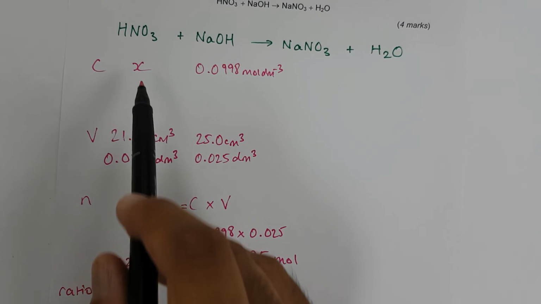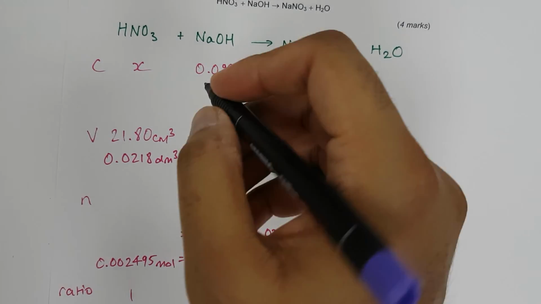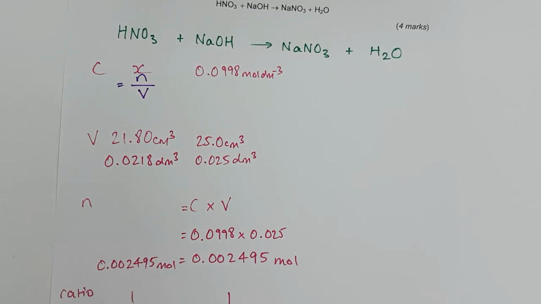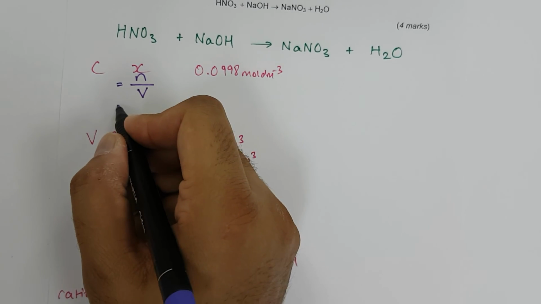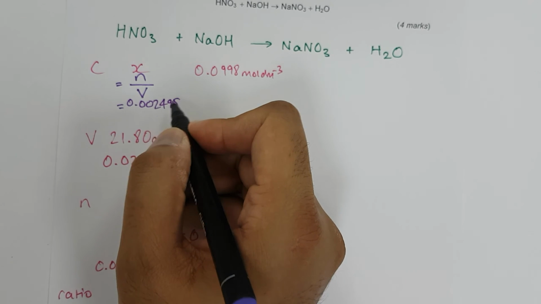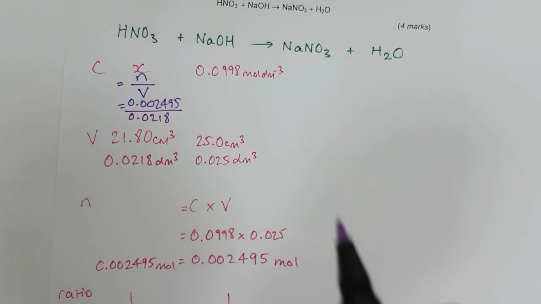To go from moles to concentration, we simply need to divide by the volume. And to make it a bit clearer, I will swap pens. Concentration is equal to moles divided by volume. And if we plug in our values, we get 0.002495 divided by 0.0218.